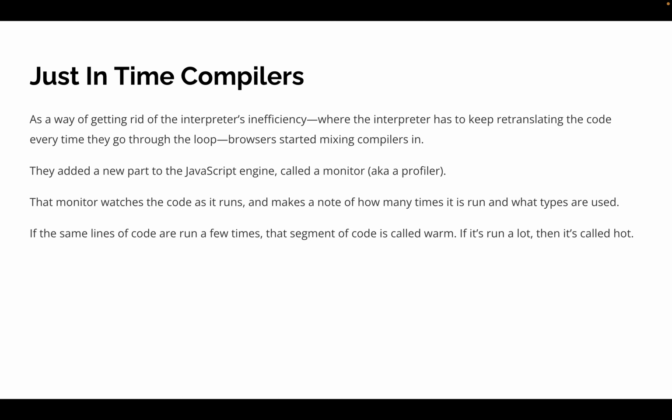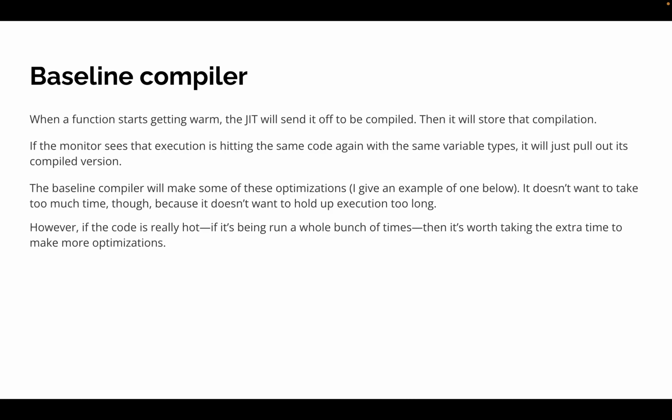And if the same lines of code are repetitive or are being run over and over again, the segment of code is called warm, and if it's run a lot, it is called hot. So based on those warm and hot places of our JavaScript code base, we can use two compilers, the baseline compiler and the optimizing compiler. The first one is the baseline compiler: when a function starts getting warm, the JIT will send it off to be compiled.